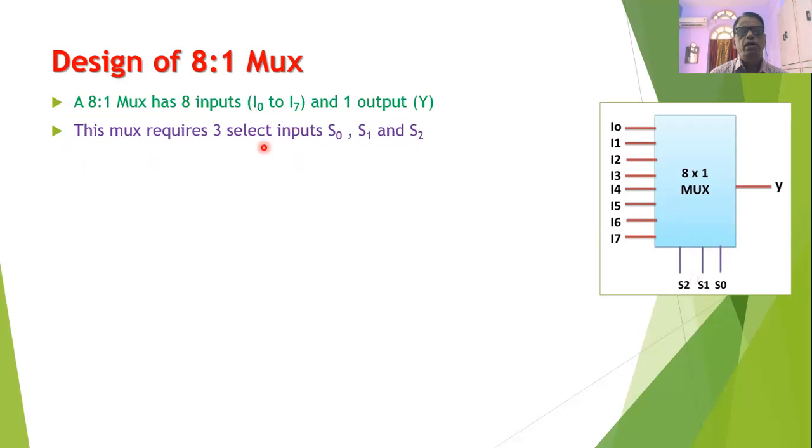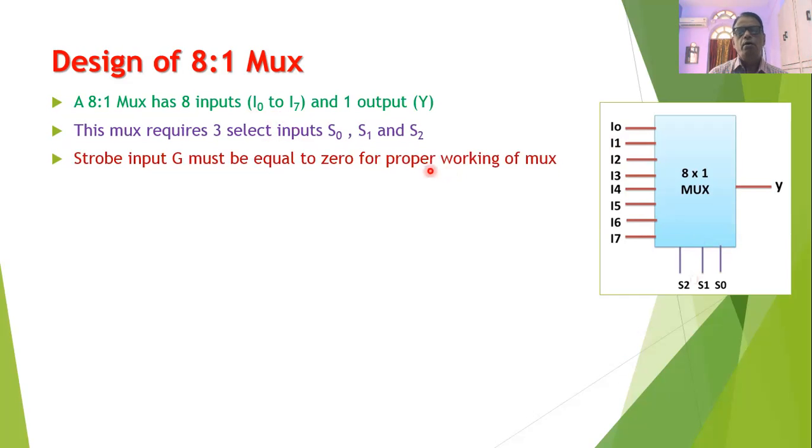This multiplexer will require the 3 select inputs S0, S1 and S2, because 2 raised to 3 is equal to 8, and therefore there are 3 select inputs. The strobe input or the enable input must be equal to 0 for proper working of the multiplexer.